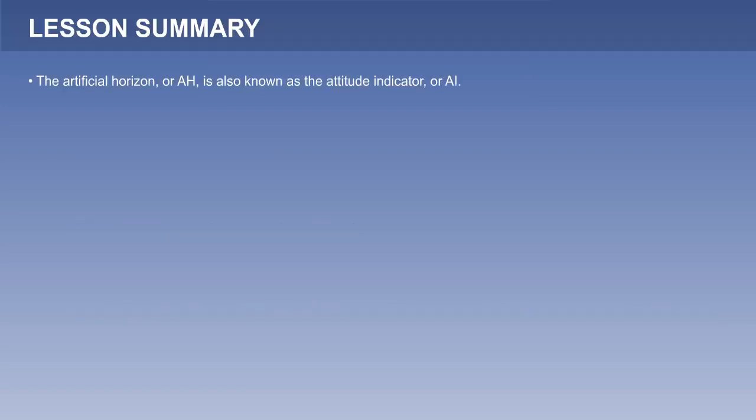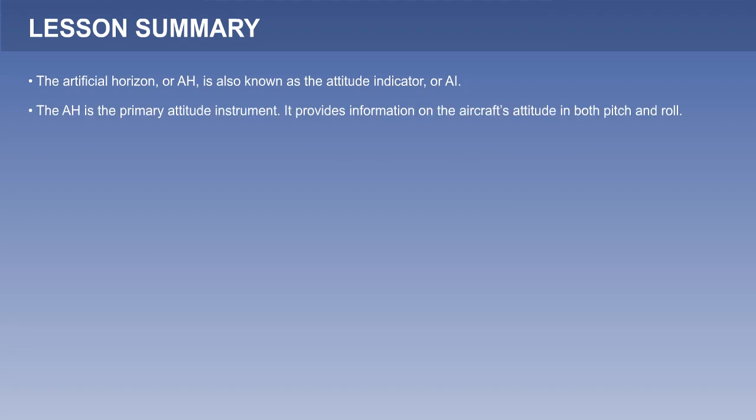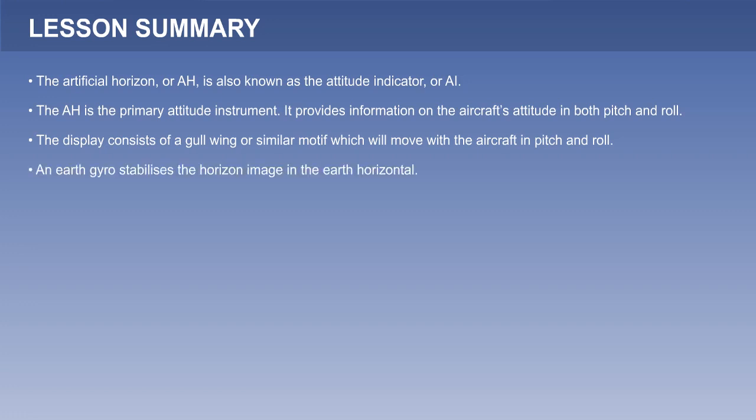The artificial horizon, or AH, is also known as the attitude indicator, or AI. The AH is the primary attitude instrument. It provides information on the aircraft's attitude in both pitch and roll. The display consists of a gull wing or similar motif, which will move with the aircraft in pitch and roll. An Earth gyro stabilizes the horizon image in the Earth horizontal. The Earth gyro in the artificial horizon may be air-driven or electrically driven.